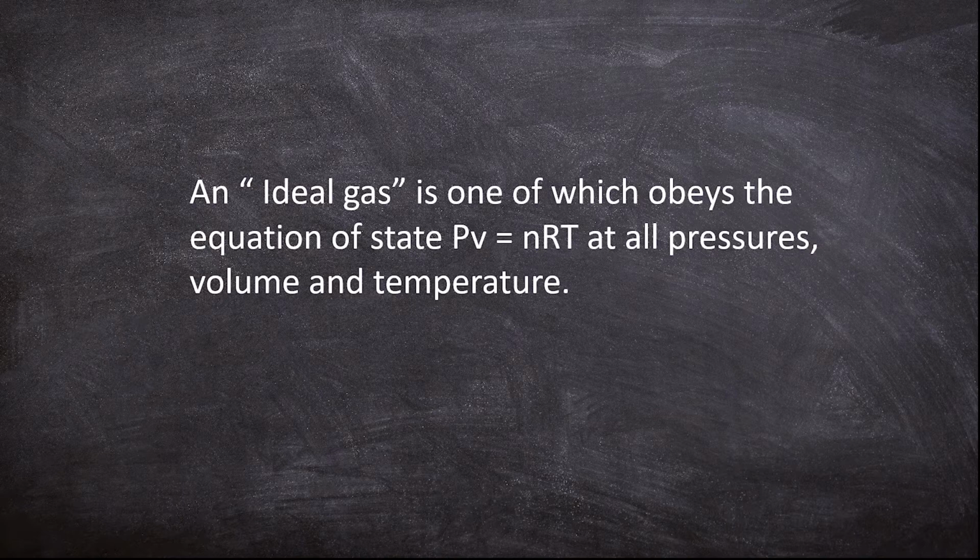So what is ideal gas? An ideal gas is one that follows the equation PV equals nRT at all pressure, volume, and temperature. What do you mean by ideal gas? An ideal gas is the one that follows the equation PV equals nRT under all pressure, volume, and temperature. You can simply say it like that. So this is the reality of ideal gas.